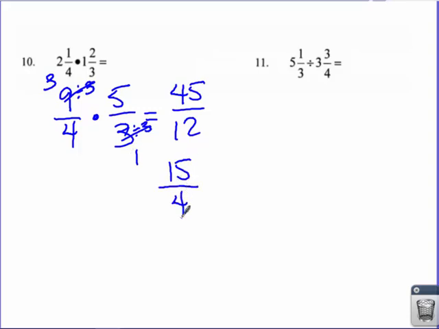Either one of those answers are almost correct. We just have to simplify them further. So now I've got 15 over 4, so I ask myself, how many times will 4 go into 15? And it goes 3 times. And then I do 3 times 4 is 12, so I take 12 out of the 15, and I'm left with 3/4 is my answer. So 3 3/4 is my answer.